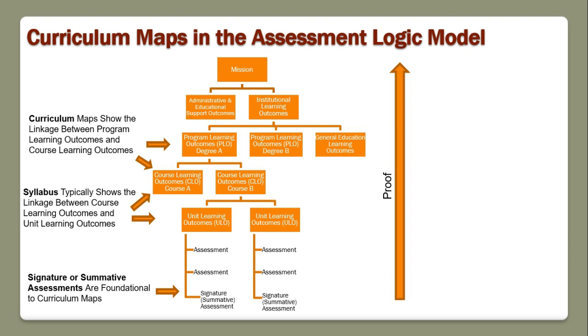But one thing that's really important to realize with curriculum maps is that generally on most curriculum maps you have signature or summative assessments that are foundational. So that's really your evidence that you're pointing to say this program learning outcome has been achieved because this student submitted this major project in this course or took this major exam in this course that relates to that. A lot of times people will write program learning outcomes just to have something, but then they don't actually have an assessment that ties to it, and that's problematic.